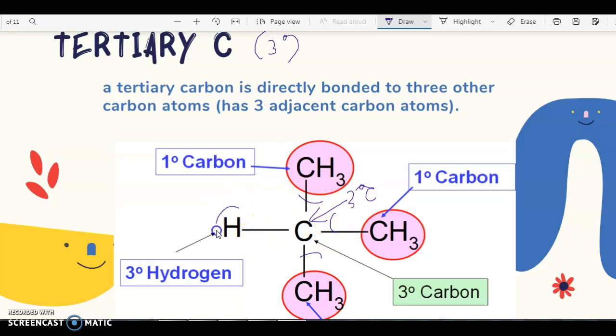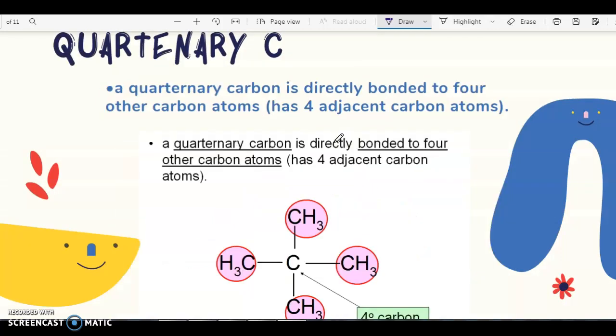So, this hydrogen here, kalau kita nak kelaskan dia, kita tengok carbon yang dia bonded to lah. So, this hydrogen is bonded to tertiary carbon kan? So, automatic dia adalah tertiary hydrogen. Okay. 3 carbon dekat dalam primary carbon ni tadi, CH3, semua tu adalah primary hydrogen. Sebab it is bonded to primary carbon. So, next kita tengok quaternary carbon pula.